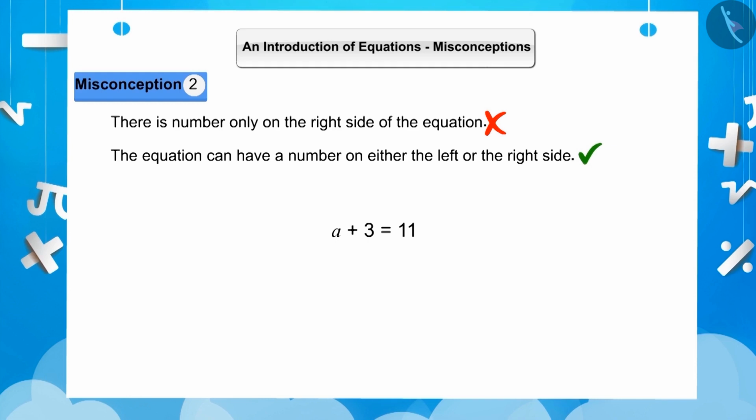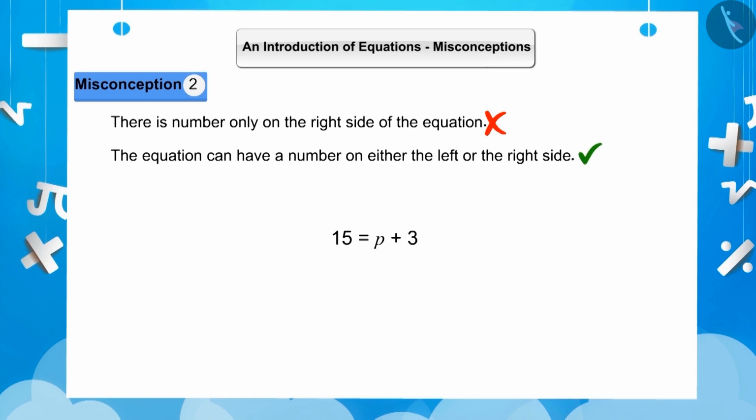The thing to note here is that children write the variable only on the left side and think that it is wrong to write the variable on the right side, which is a misunderstanding. The correct understanding is that we can write a variable expression on either side. For example, 15 is equal to p plus 3.